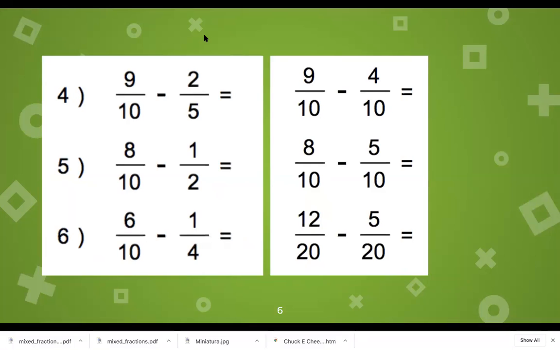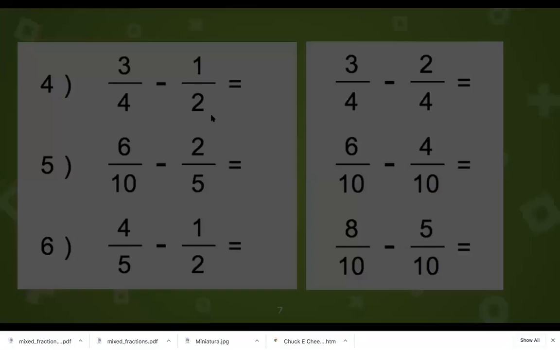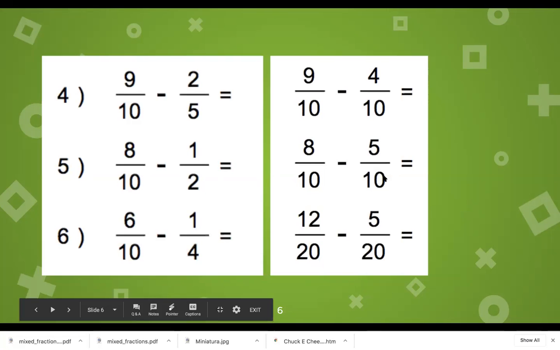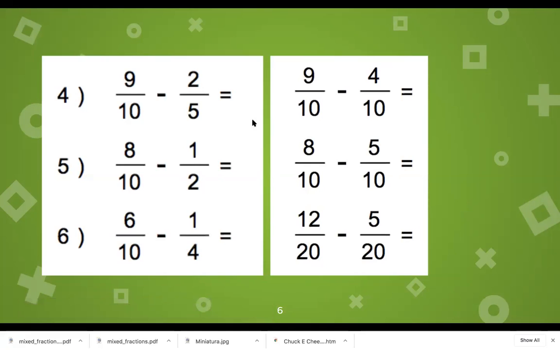All right, so subtracting fractions is exactly the same. So we're going to subtract the numerators, right? But we need to find those common denominators. So 10 is a multiple of 5. So 5 times 2 is 10. And so 2 times 2 is 4. And that's how we got 4/10 over here. And then we subtract 9 minus 4 equals 5. And then we just leave the denominator on the bottom. So 5/10.